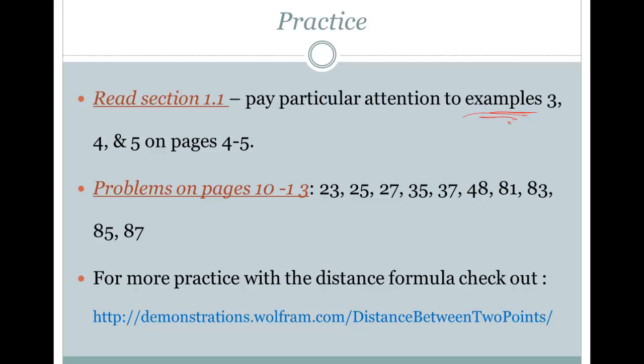Okay. Here are some practice problems out of your book. These ones, 81, 83, 87, and 85, are just old practice. Work on some skills that you need to have for this course. And then check this website out right here, this Wolfram Alpha website. This is a website where you can do some additional practice with the distance formula, and I think that you'll find it really helpful.